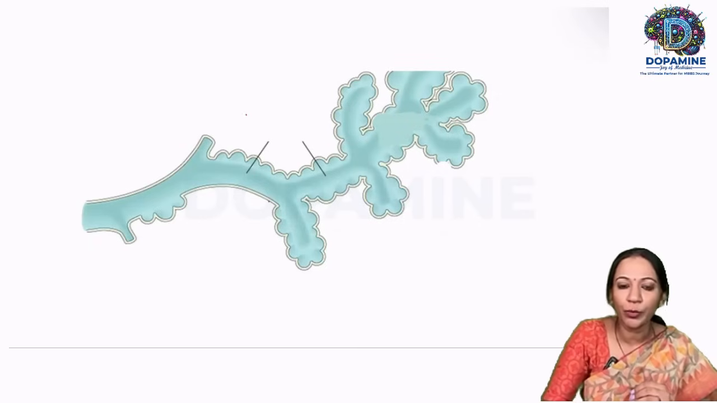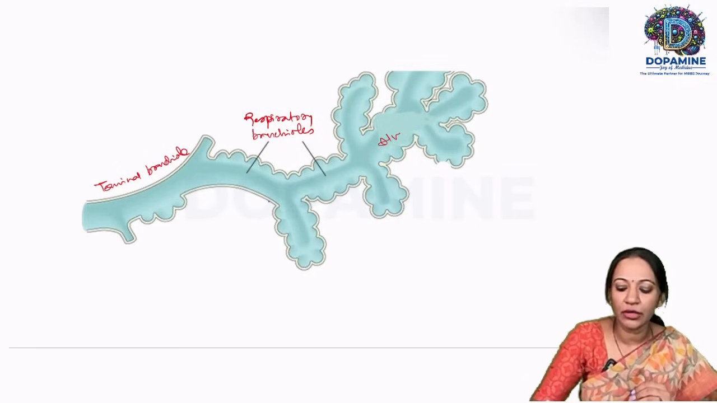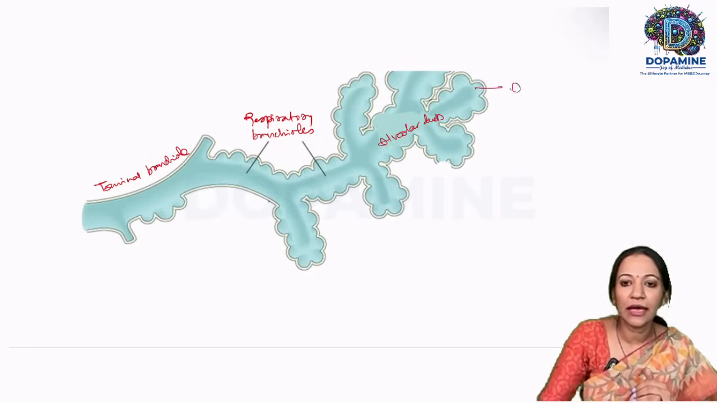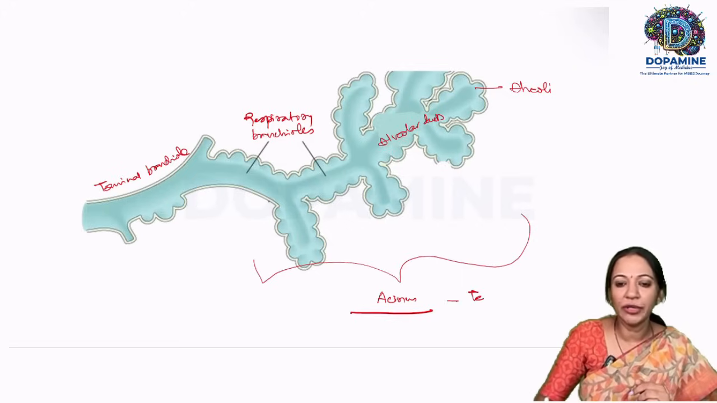We'll see this picture. What is the arrow pointing to here? They are the respiratory bronchioles. This is the terminal bronchiole. These are the respiratory bronchioles and these are the alveolar ducts. And this is the alveoli. This entire thing, the respiratory bronchiole, alveolar ducts and the alveoli, constitutes what is called the acinus, which is the terminal unit.